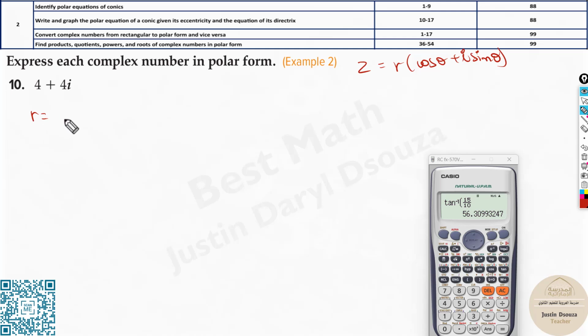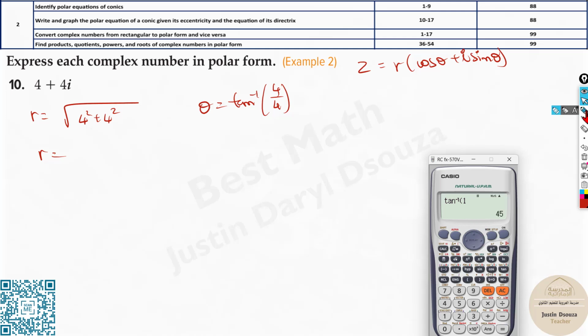r will be equal to the square root of 4 squared plus 4 squared. We had done this before. So r, this is the answer. Theta will be equal to tan inverse of 4 by 4, which is 1. So here, all you do is put this as 1, and the answer is 45 degrees. So theta is 45 degrees.